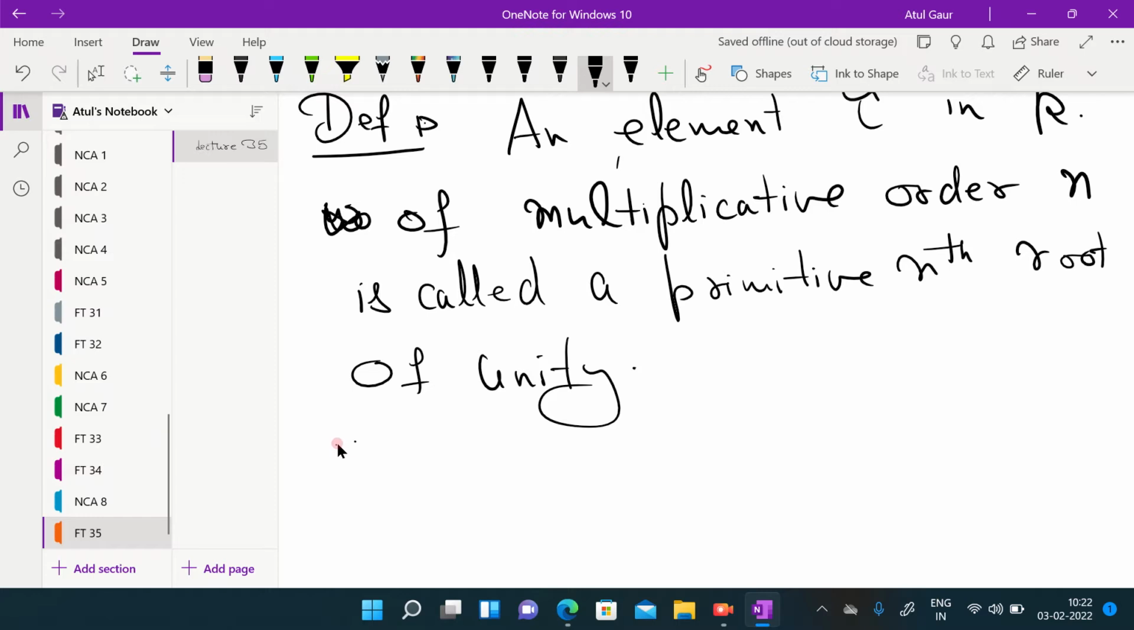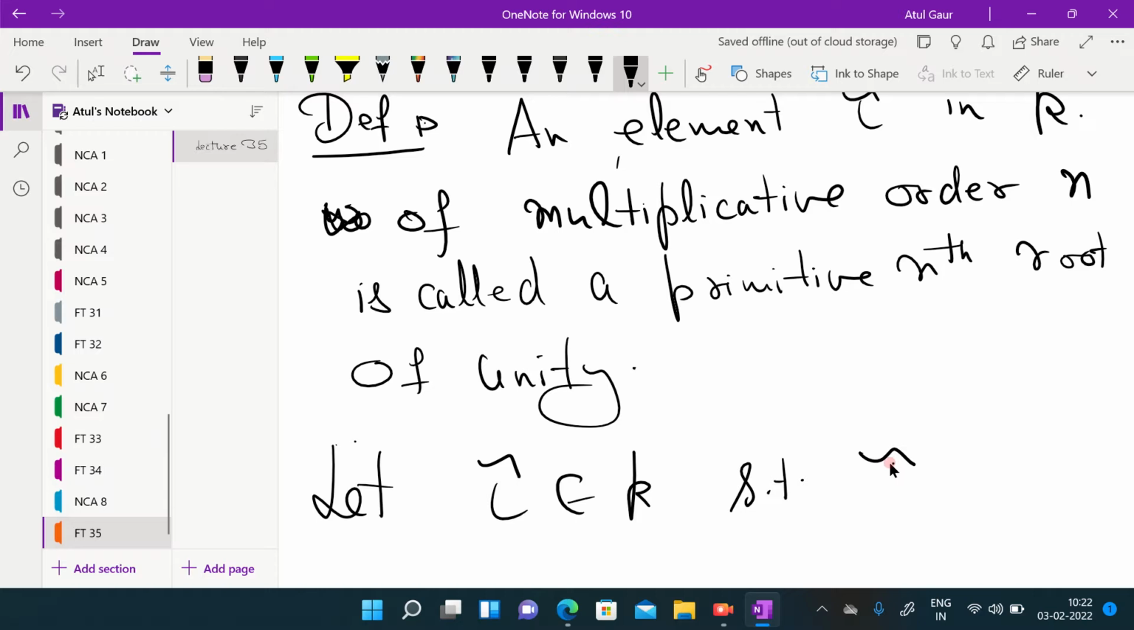Okay, suppose there is an element whose multiplicative order is n, so let's say mu, or what you want to call it, maybe you can call it tau, in K such that its multiplicative order is n.